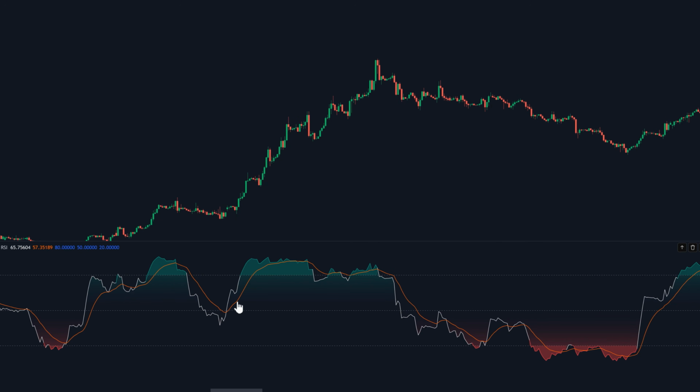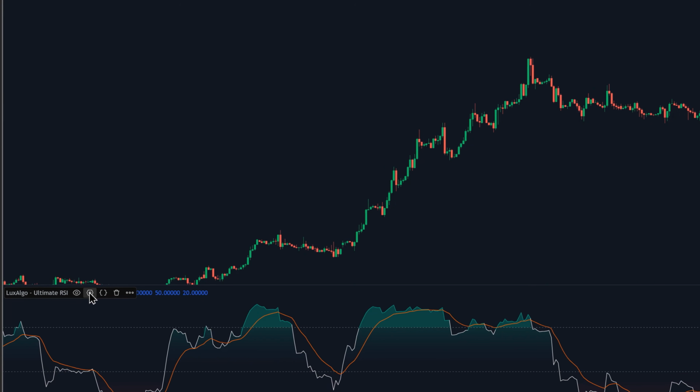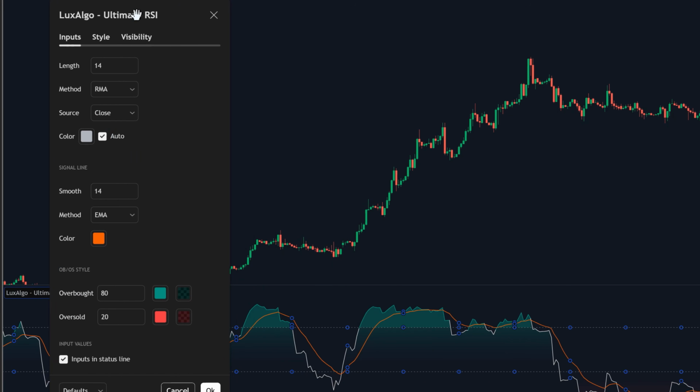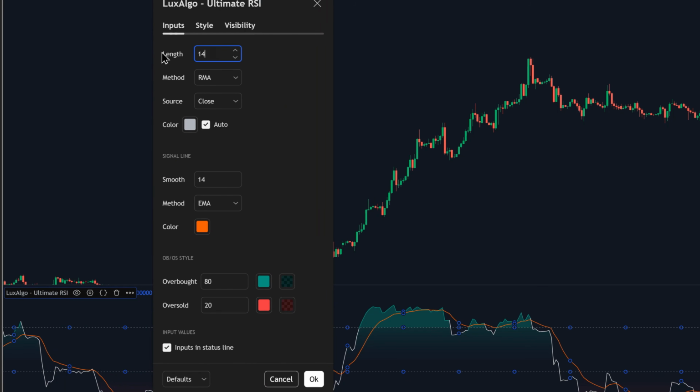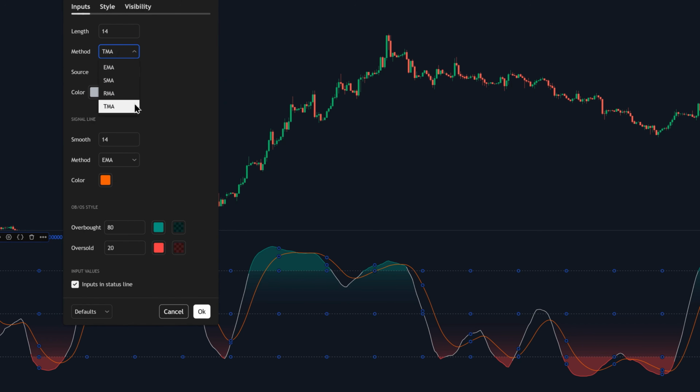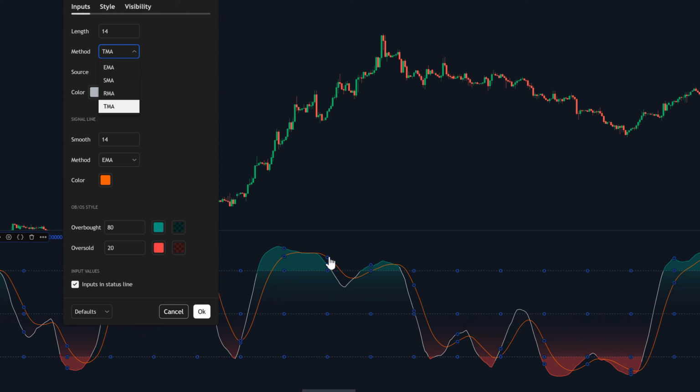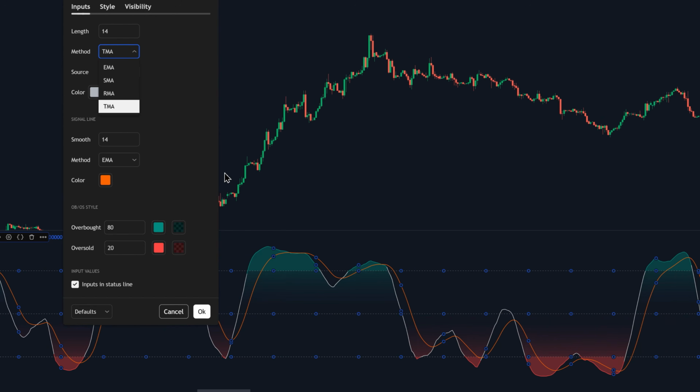Next, let's peek into the settings because you've got some nice customization options here. The main things you'll probably want to look at are the length, which is your calculation period, and the method for smoothing the RSI. By default, it might use something like a rolling moving average, or RMA, but you can switch it to an EMA, SMA, or even a triangular moving average, or TMA. Using something like a TMA can give you a much smoother RSI line, which is great for seeing those longer trend transitions. But remember, smoother means it'll be a bit slower to react to really sudden price changes.